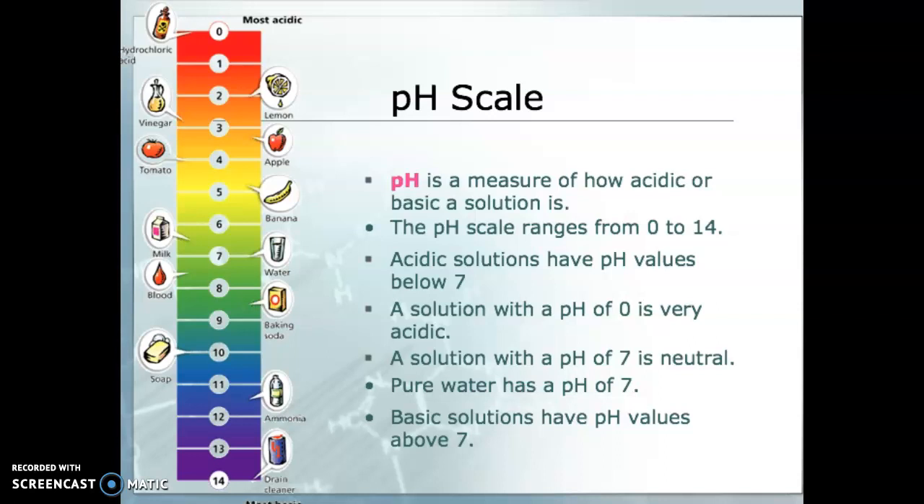Baking soda is between 8 and 9. Soap is around 10. Ammonia is between 11 and 12. And then drain cleaner is at 14. So when you separate out acids and bases, remember that acids are less than 7 and bases are more than 7.